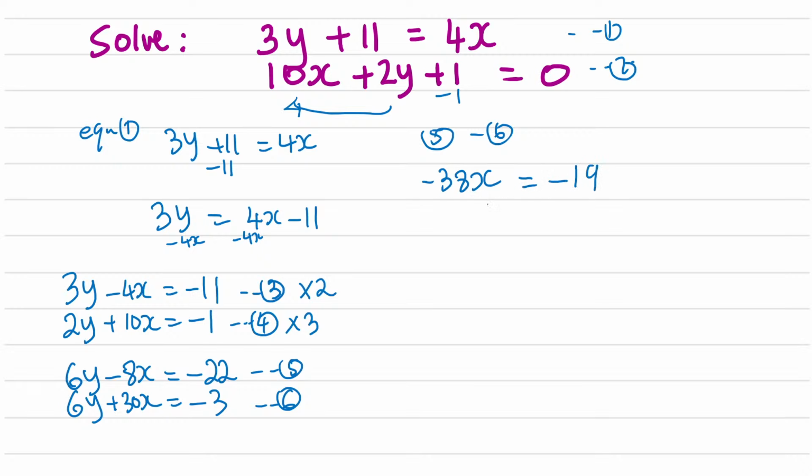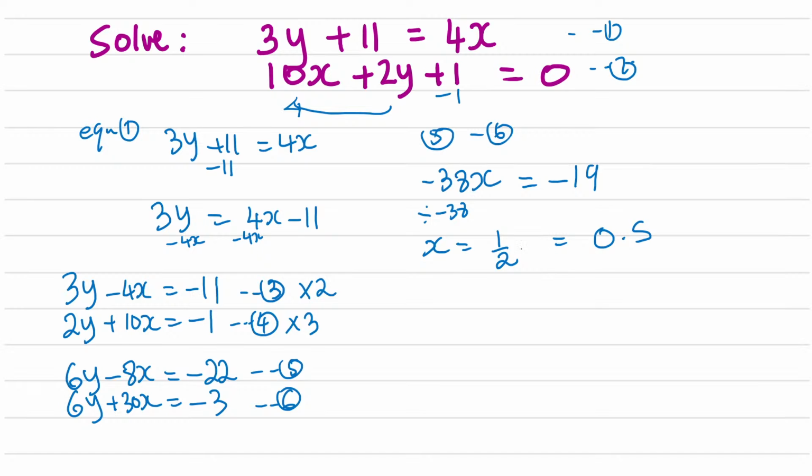Now, if you divide by negative 38 on both sides, this becomes positive: x equals, negative and negative will cancel, and 19 over 38 is a half. So x is equal to 0.5.